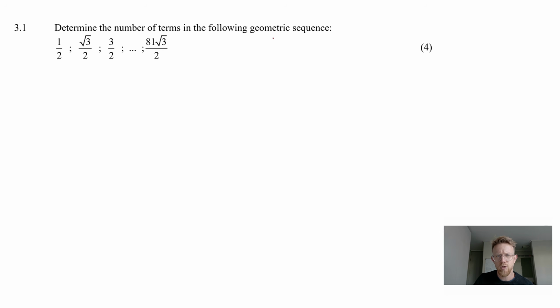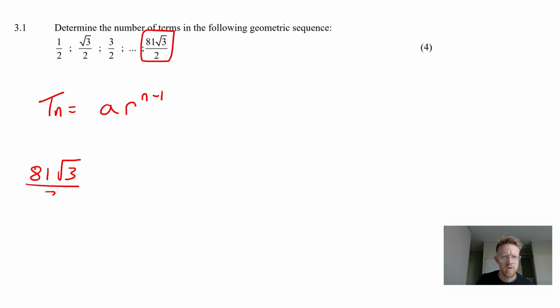Determine the number of terms in the following geometric sequence. Okay, so we know it's geometric. They've told us already, so we can just use the Tn formula. And we know that the last term has a value of that, so we'll fill that in as our last term. And then A is always term 1. Now R is your ratio.